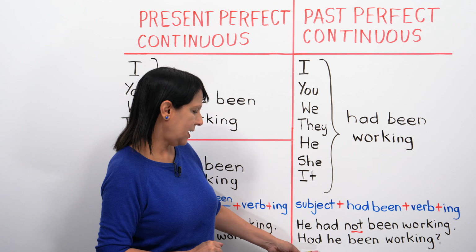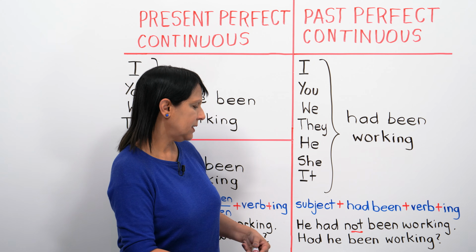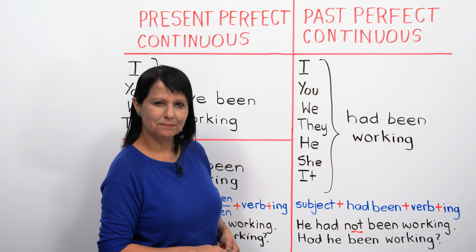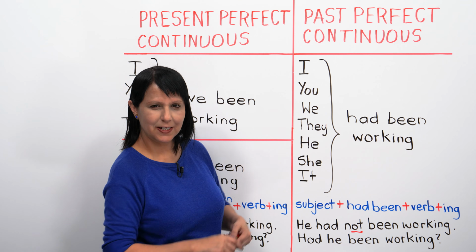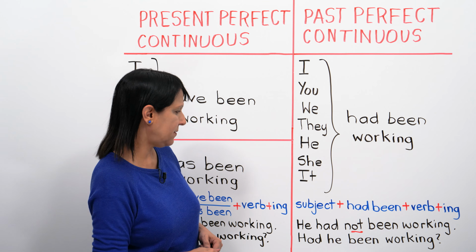Okay, and how do we form the question? Same thing. We change the order. Instead of saying he had, we say, had he been working? Had they been working? All right, so we're changing the order there.